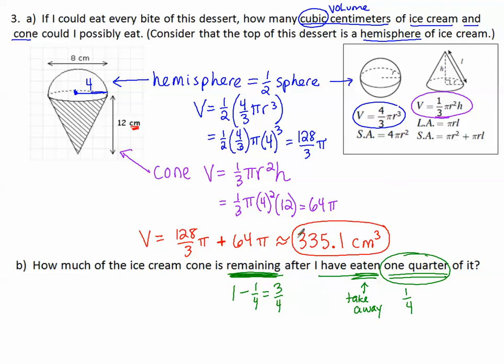Well, this is how much of the ice cream cone I started with. I want to see what is 3/4 of the ice cream cone. So 3/4 of means multiply. 3/4 of 335.1 cubic centimeters is approximately 251.3 cubic centimeters.